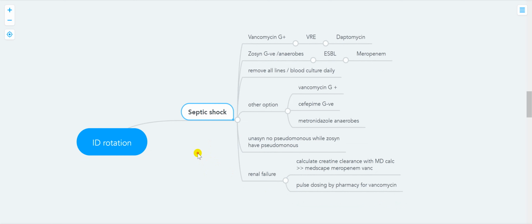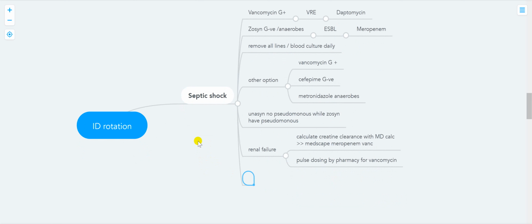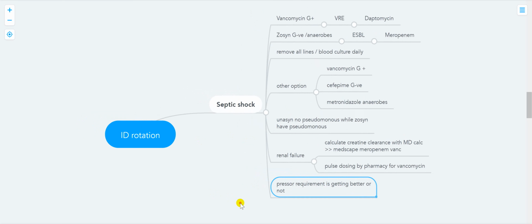The other thing that I learned is interesting, for septic shock, you can ask the nurse, what is the pressure support needed, the pressure requirement, is it getting better or not? If the pressure requirement is getting better, that means it's improving, responding to the antibiotic.